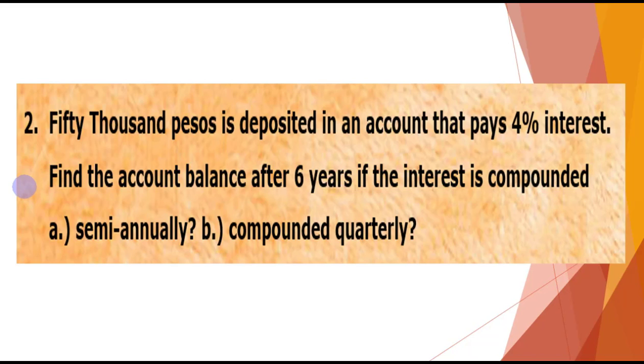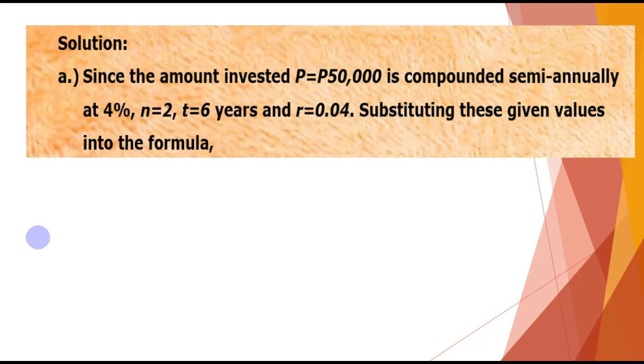Find the account balance after 6 years if the interest is compounded A, semi-annually, meaning twice a year, and B, compounded quarterly. Solution for letter A: the principal amount is given to be 50,000 pesos and the compounding period is semi-annually, so N is 2, at 4%, R is 0.04, and 6 years for T.